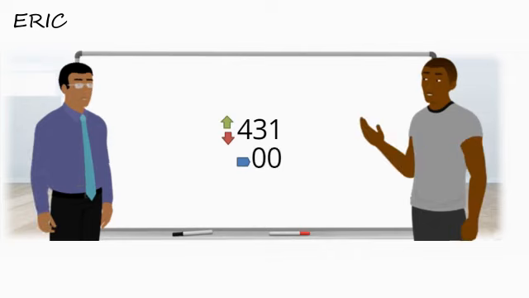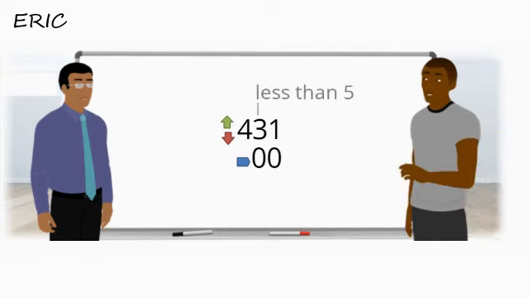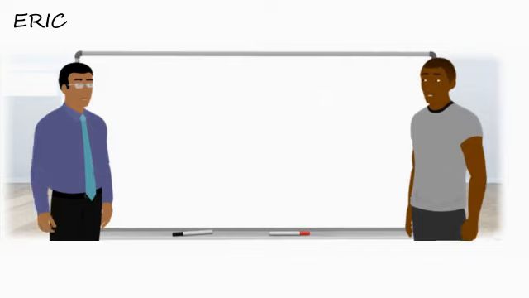I get it. The rounding digit is 4, and the test digit is 3. The test digit is less than 5, so that's rounding down. I leave the rounding digit alone and make all the digits to the right 0. So 431 rounded to the hundreds is 400. You got it.